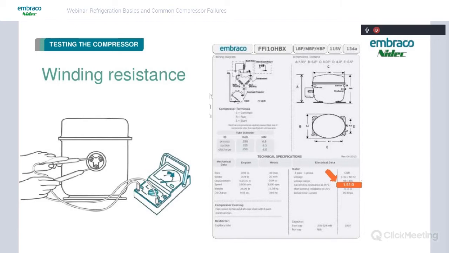So we're looking for shorted windings. We're looking for open windings. Any kind of short or anything is going to skew these readings. Of course, you can read from start to run if you'd like. Basically, all that's doing is reading through both windings, so you're going to have the sum of both resistances. There's really no need. If you read from common to run and common to start, that's going to tell you if the compressor motor is good or not.